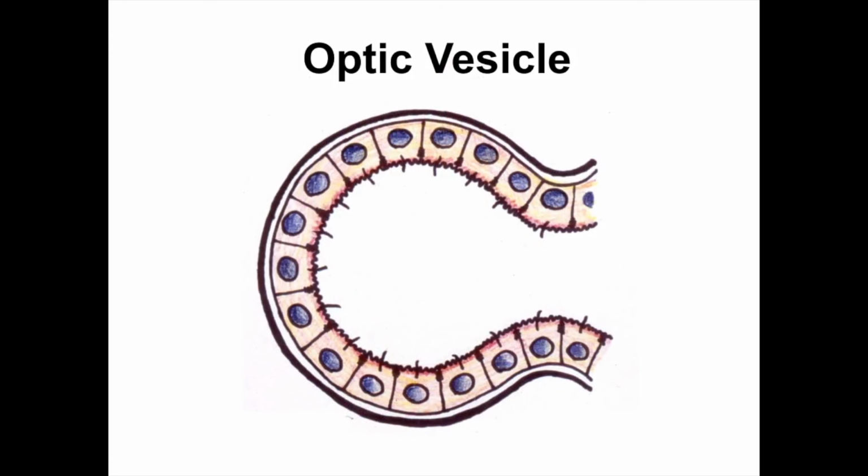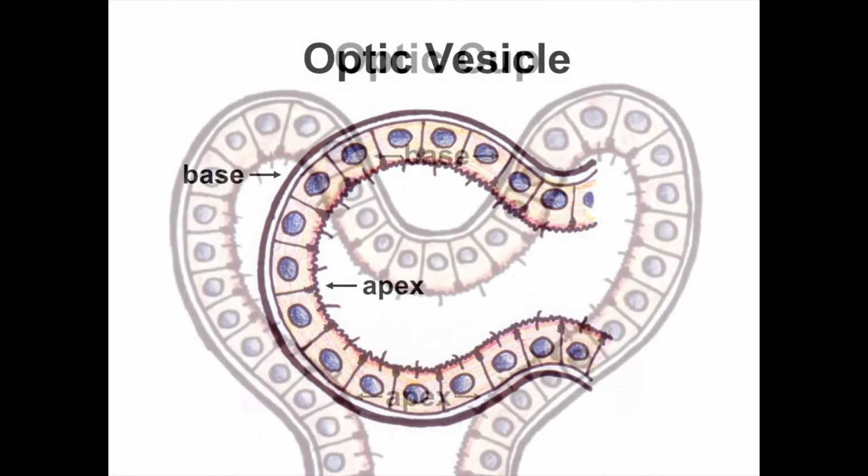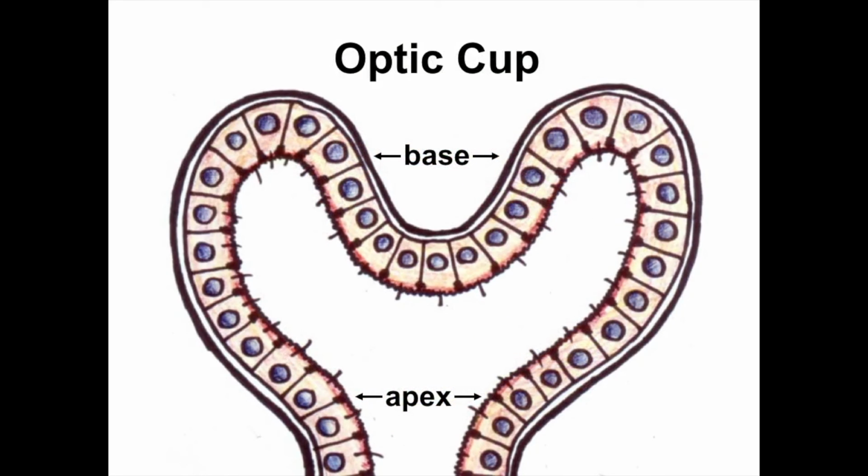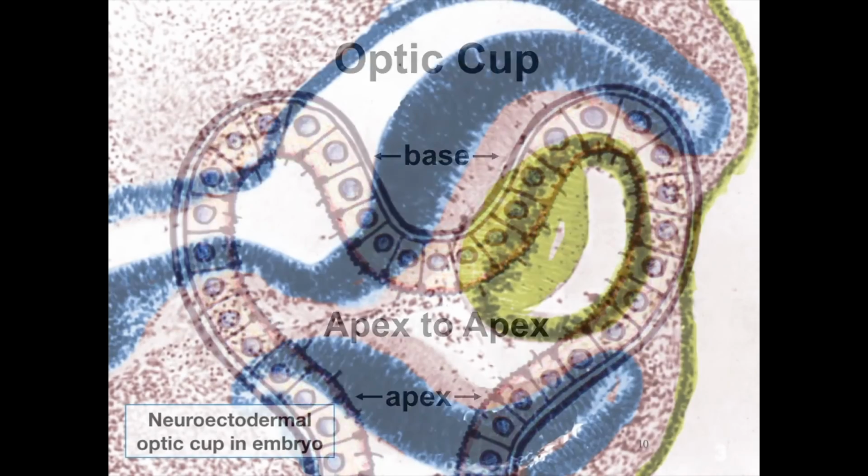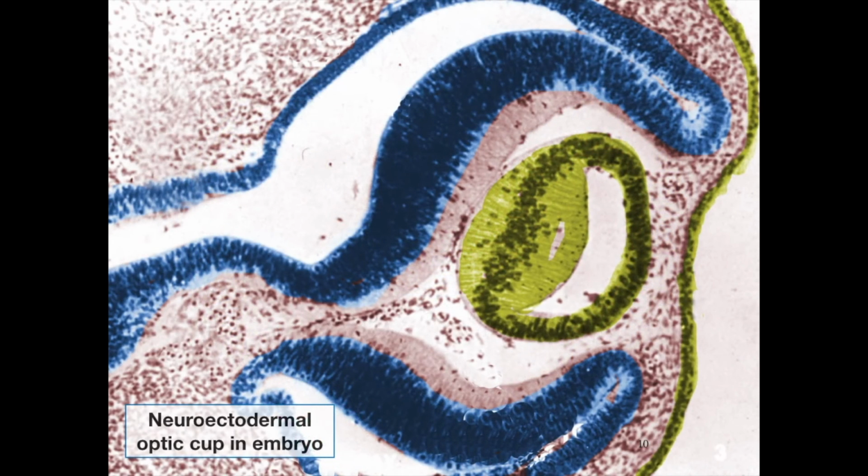In this diagram, the outer basal surface of the optic vesicle is lined by a basement membrane, and the apices of the cells line the luminal surface. During embryogenesis, the optic vesicle invaginates to form the optic cup. As a result, 2 layers of cells become approximated in an apex-to-apex fashion. The optic cup is shown in this microscopic section of a 35 millimeter human embryo.